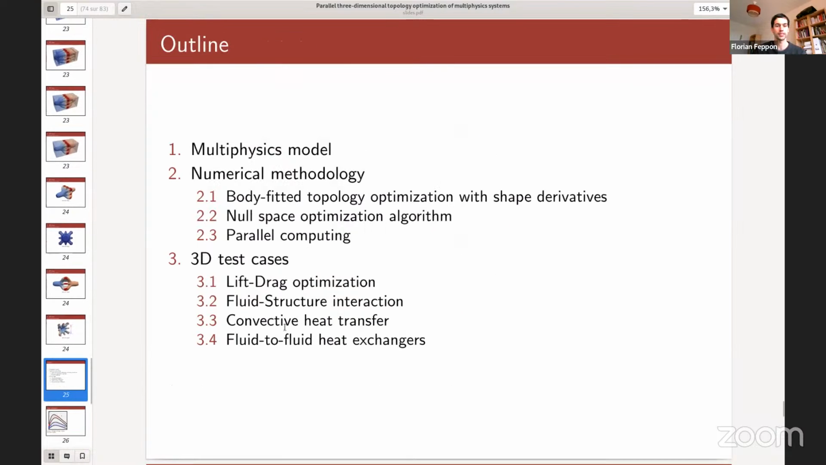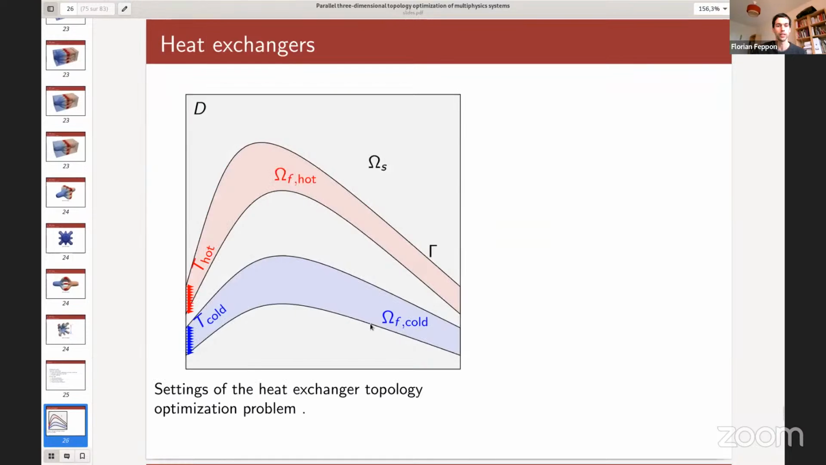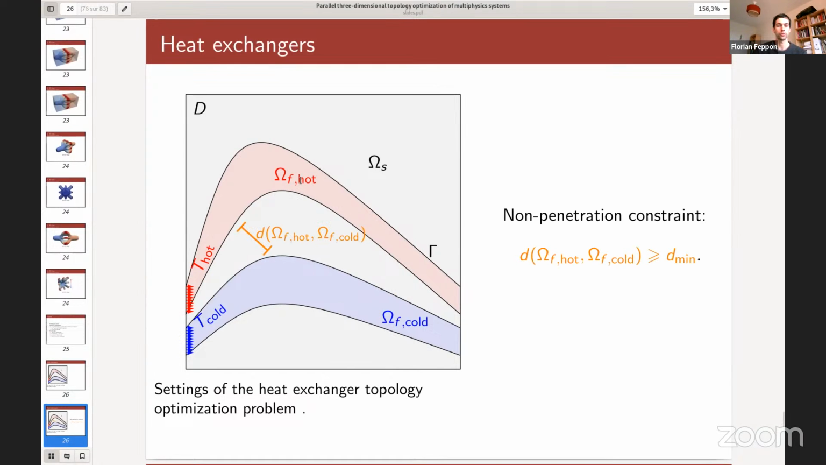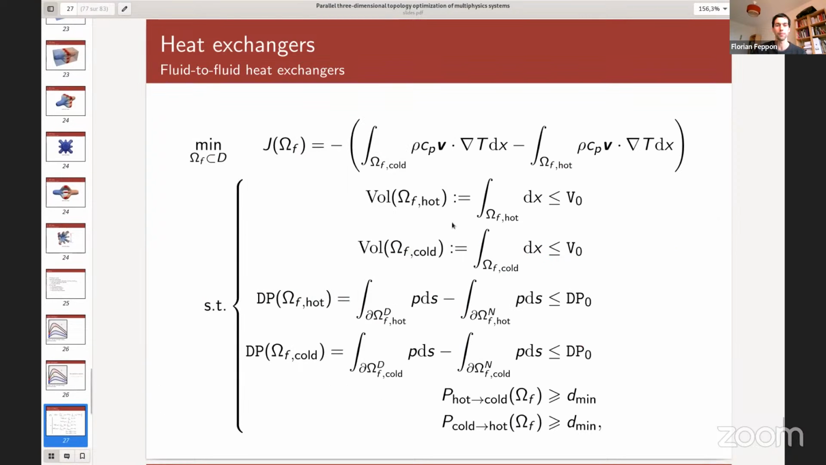All right, and the last example, which was the most intensive one, was fluid-to-fluid heat exchangers. We have two fluids, one cold, one hot, and the objective was to maximize the heat transfer between the two fluids. The difficult part of the problem was to enforce a non-penetration constraint, which we decided to enforce by imposing a minimum distance between the two channels. This was possible because of the explicit description of the fluid and the solid regions.